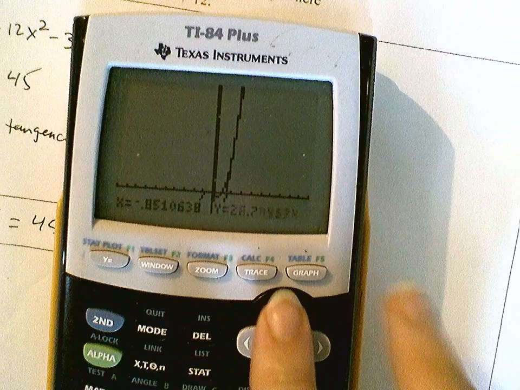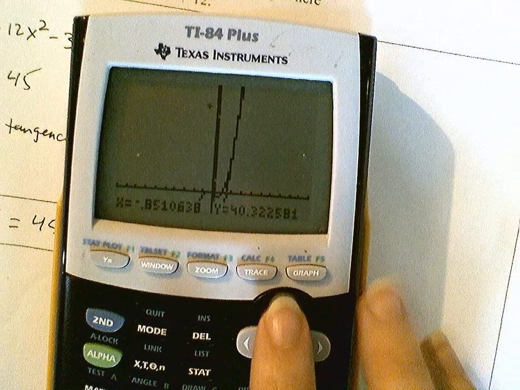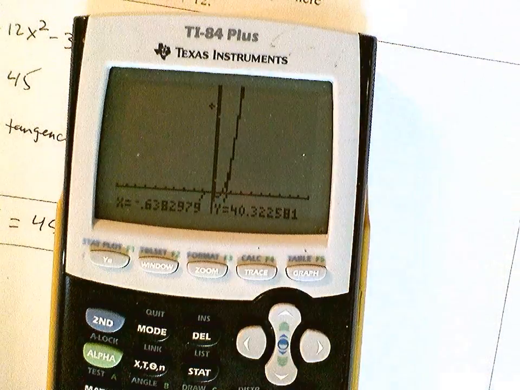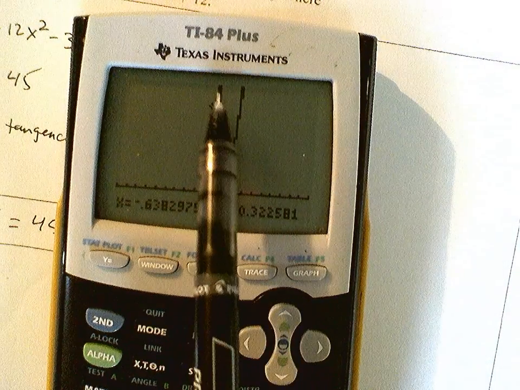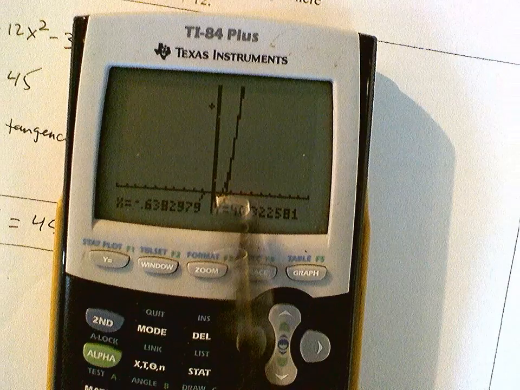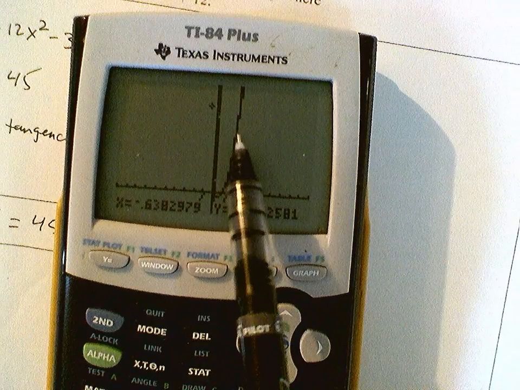Okay, so see that thing, that blinky thing? I'm going to put a box. This is going to create a window for me that I'm going to zoom in on, around my point of tangency. I know my point of tangency is right about there.